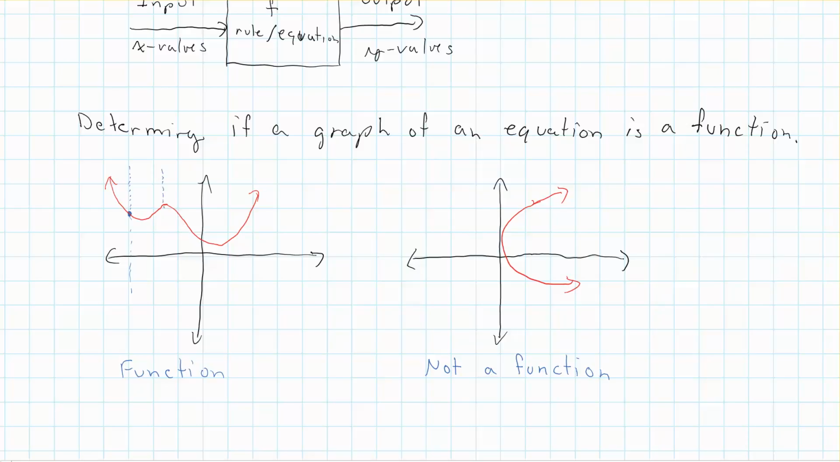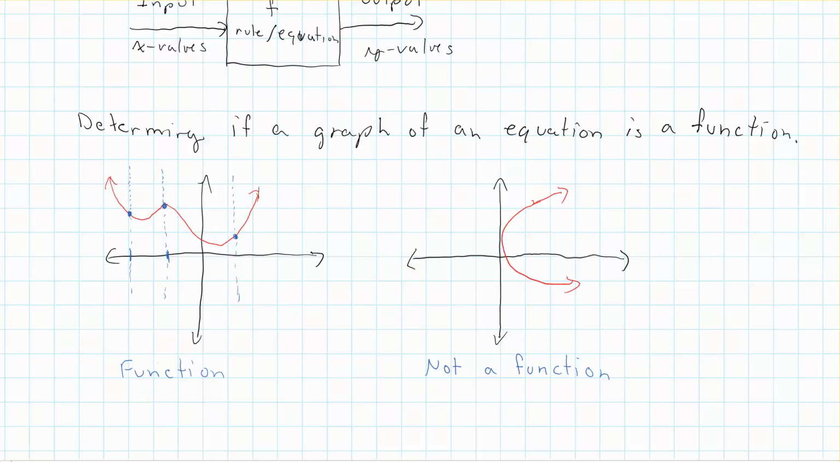Now, if I draw another vertical line, how many points do I hit? 1. So that means this x value here has been assigned 1 y value. This x value here has been assigned 1 y value. And we can clearly see if I draw any vertical line on this graph, I'm going to hit at most 1 point. So each x value has been assigned exactly 1 point. So that's what makes this a function, because it fits the definition.